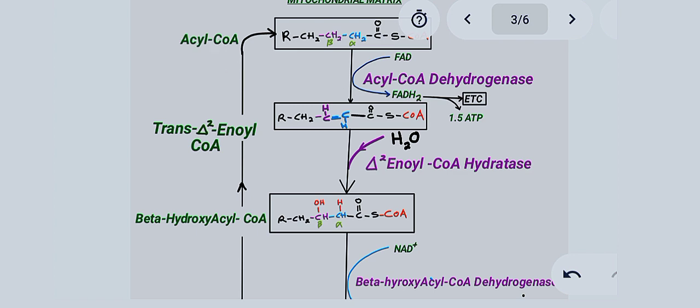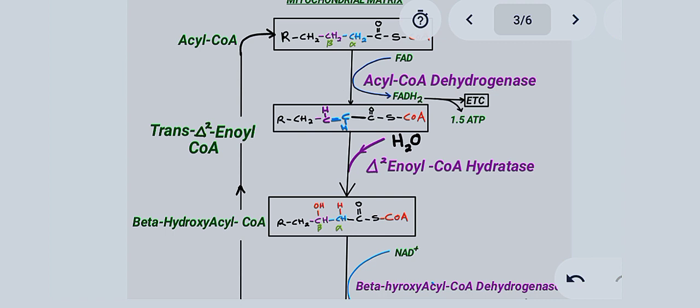So the first step of beta oxidation. We have an enzyme called acyl-CoA dehydrogenase, and we have a fatty acid right there, which is acyl-CoA. So what's going to happen is that we are going to lose that hydrogen to FAD so that we can form FADH2. Now, when we lose that hydrogen, we are going to have this molecule that we call trans-delta-2-enoyl-CoA.